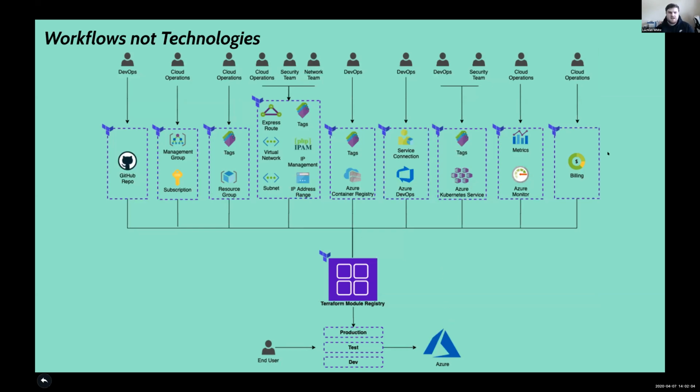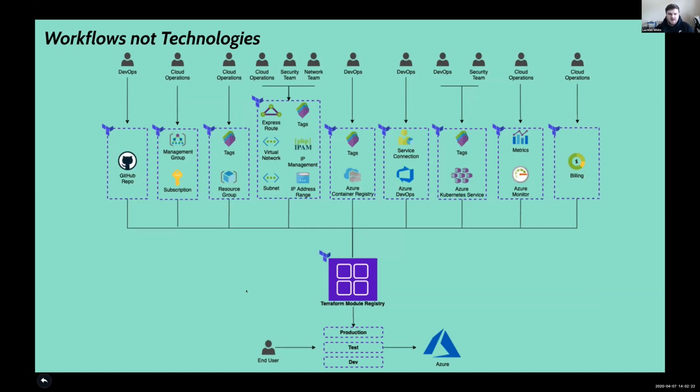He wants to run a container application. And this is not all of it, but these are all pieces that he needs to be successful for a production enterprise application. We need to have a GitHub repo, a subscription in a management group, tags across our resource groups and networks and container registries and Azure DevOps project and billing information.